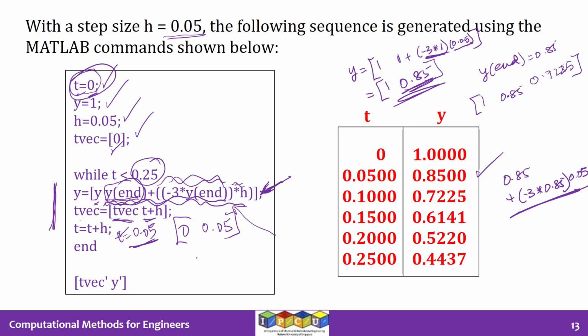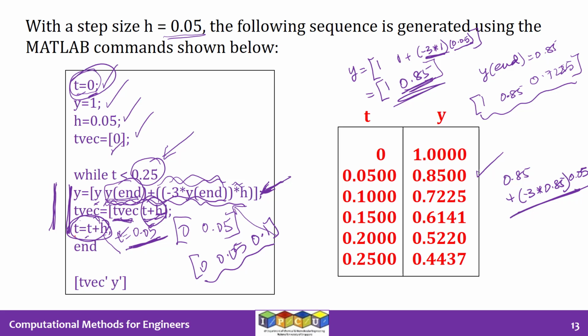So t vector now will be 0, 0.05 from before. To that you will append t plus h. What was t? T is 0.05. To that you will add h, which is 0.05 plus 0.05, which will be 0.1. So t vector is now this 3 element vector, and y at this time will be this 3 element vector. So everything is fine. T and y are moving in tandem. Now this t will be 0.05 plus 0.05, so t will be 0.1. Now 0.1 is smaller than 0.25, so this set of commands will execute one more time, and so on.